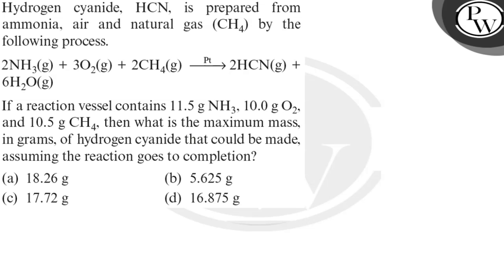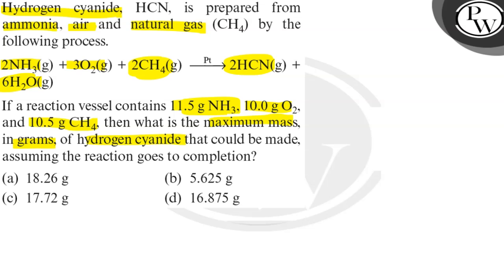हेलो बच्चों, द क्वेश्चन है हाइड्रोजन साइनाइड HCN is prepared from ammonia, air and natural gas. Reaction है 2 moles of ammonia reacts with O2 and methane, formation of 2 moles of HCN and the 6 moles of water. So 11.5 gram of ammonia, 10 gram of O2 and 10.5 gram of CH4 लिया. What is the maximum mass in gram of hydrogen cyanide?